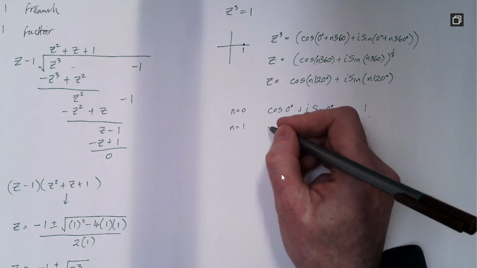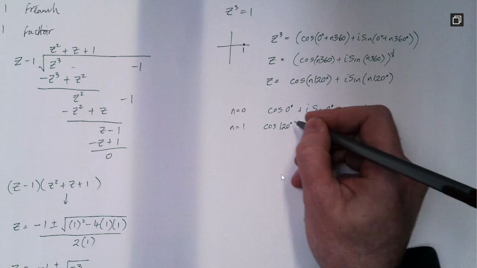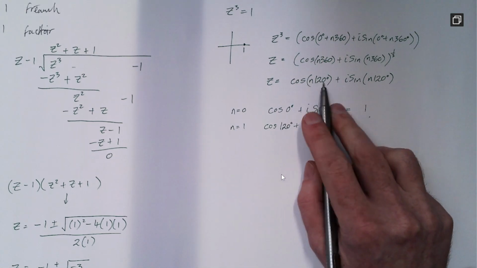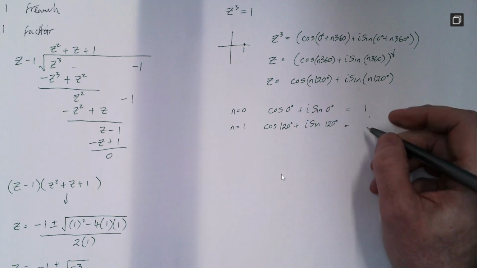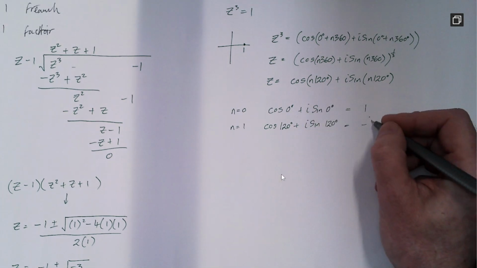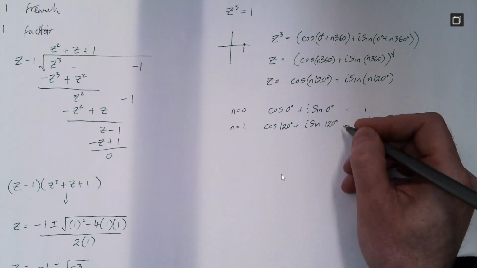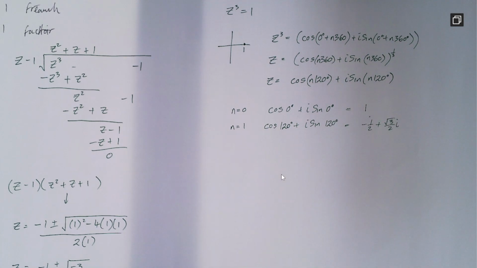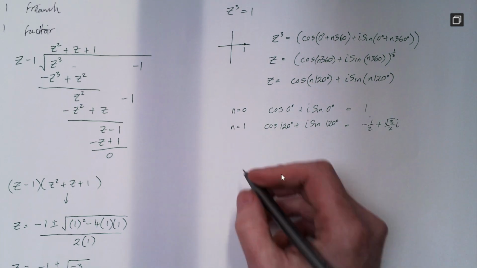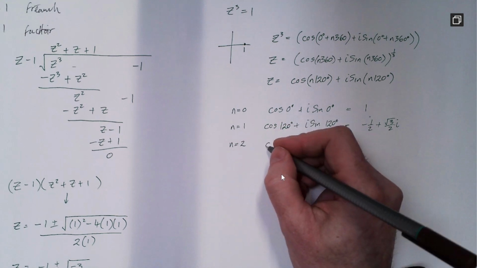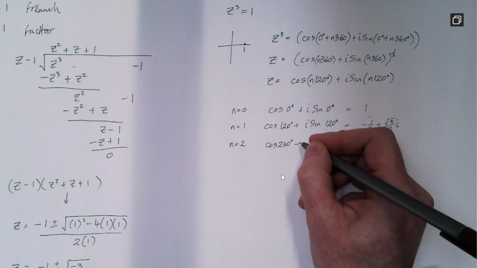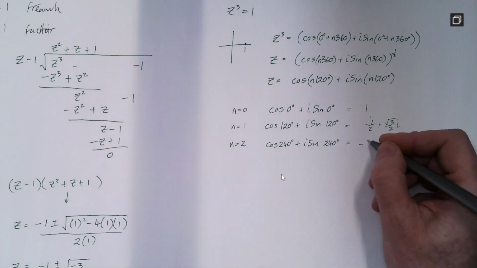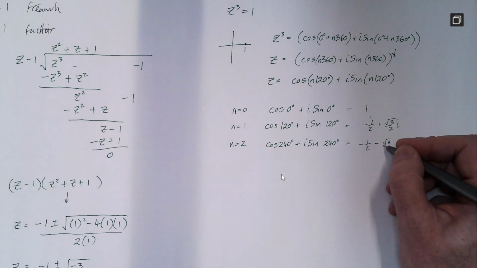The second root is cos 120 degrees plus i sin 120 degrees. Cos 120 is minus a half, plus sin 120 is square root of 3 over 2 i. The third root is cos 240 degrees plus i sin 240 degrees, which is minus a half minus square root of 3 over 2 i.